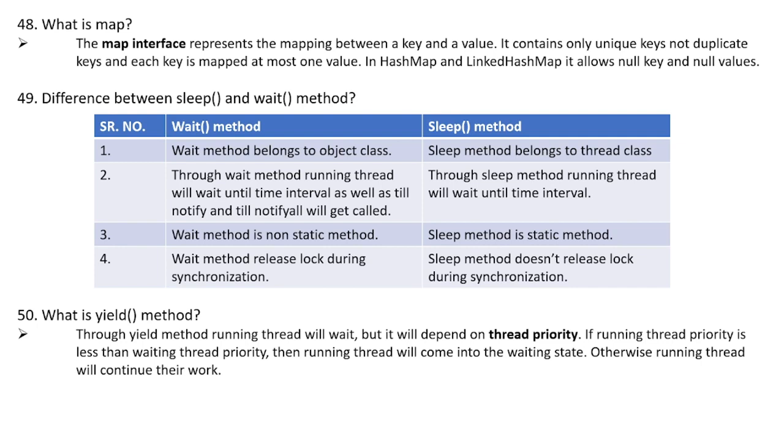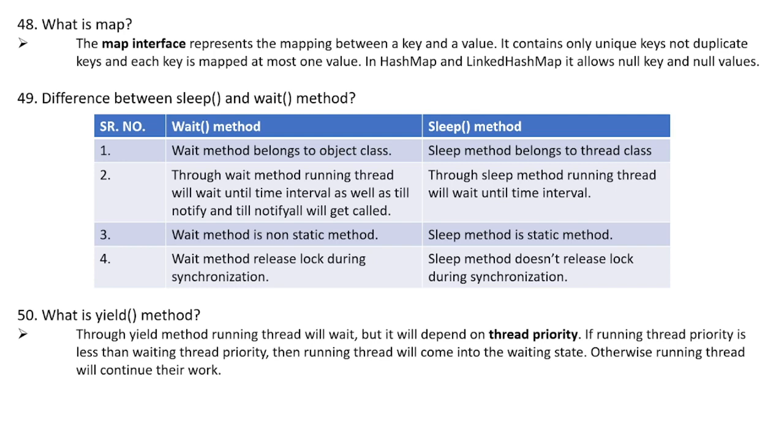49. Difference between sleep and wait method. First point: wait method belongs to Object class, sleep method belongs to Thread class. Second point: through wait method the running thread will wait until the time interval as well as till notify and notifyAll get called. Through sleep method the running thread will wait until the time interval. Third point: wait method is a non-static method, sleep method is a static method. Fourth point: wait method releases the lock during synchronization, sleep method doesn't release the lock during synchronization.